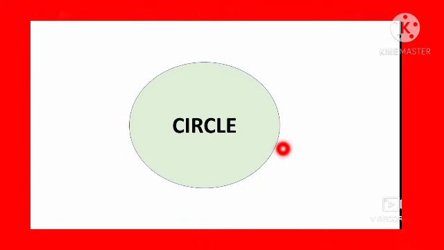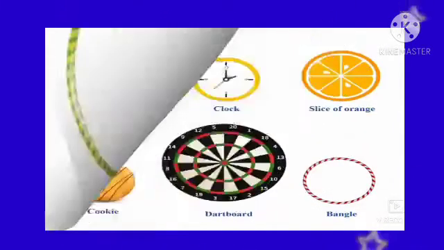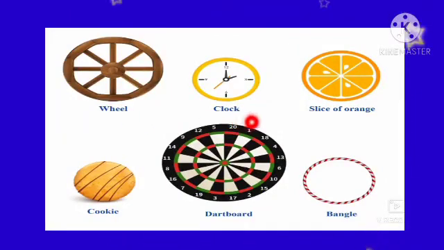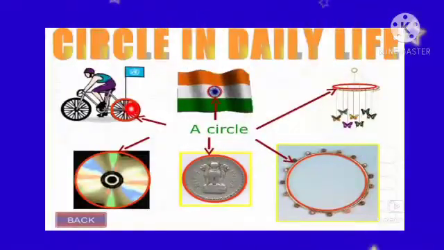Now let us see circle in nature. Circle: wheel, clock, slice of orange, cookie, dartboard, wheel of a bicycle, Ashoka Chakra. Here it is of circle shape. CD, coin is of circle.